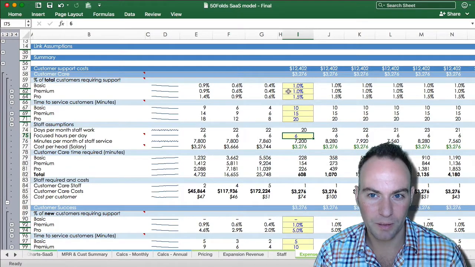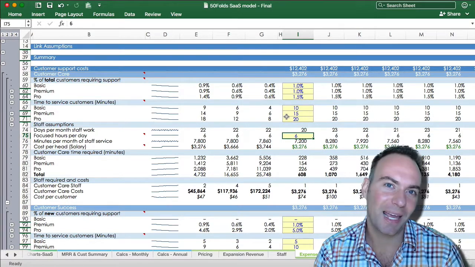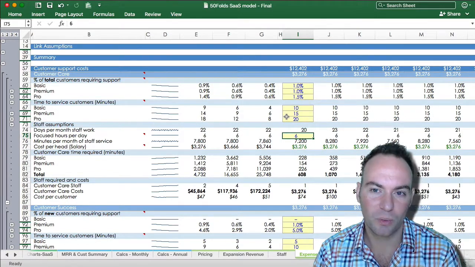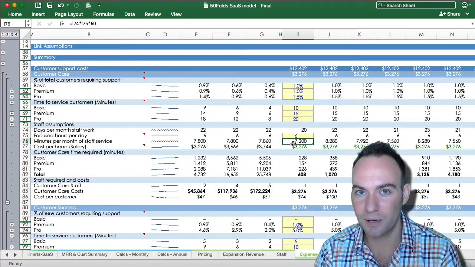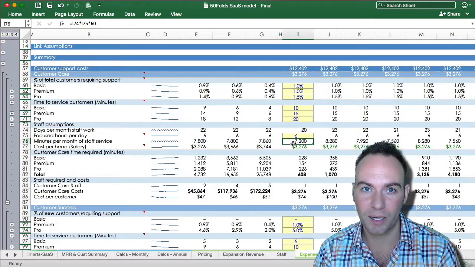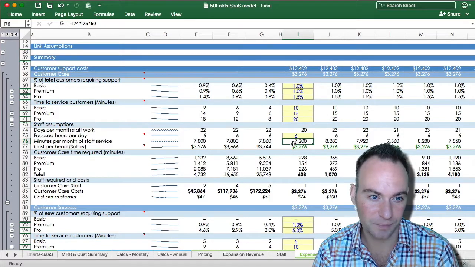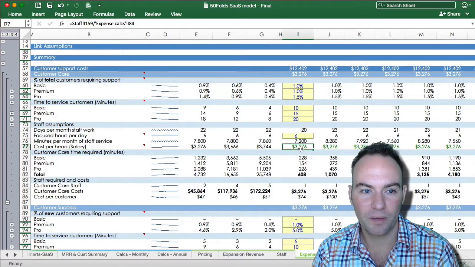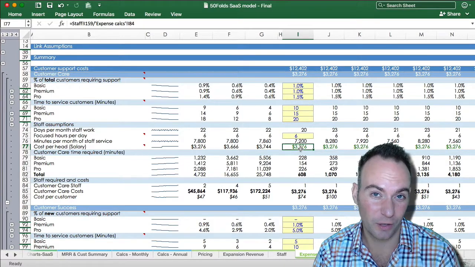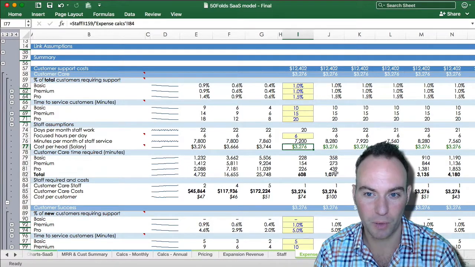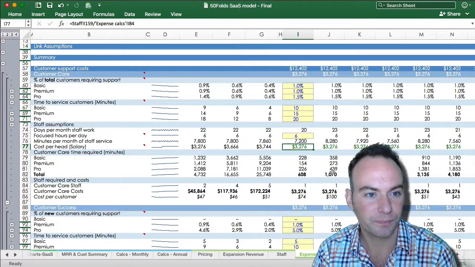So how many people or what percentage of people will be reaching out? How long does it take to serve them? And how many hours a day do your staff work? So we'll figure out the number of working days per month, times it by hours, and then this will tell us how many minutes a month one customer care person has to answer questions. This is linked to your staff sheet and tells you your actual salary cost for each of these people. So it's $3,300 a month.